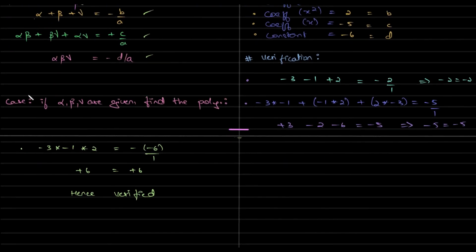So yes, if alpha, beta, gamma are given, find the polynomial. That too is there. So this also we will be seeing. So f of x will be equal to k times of x cube minus of alpha plus beta plus gamma into x square, plus of alpha beta plus beta gamma plus gamma alpha into x minus alpha beta gamma.